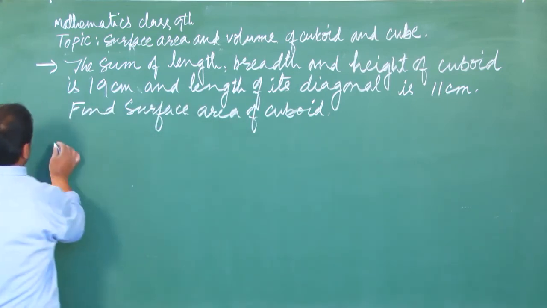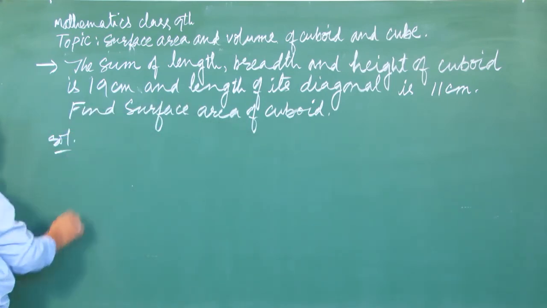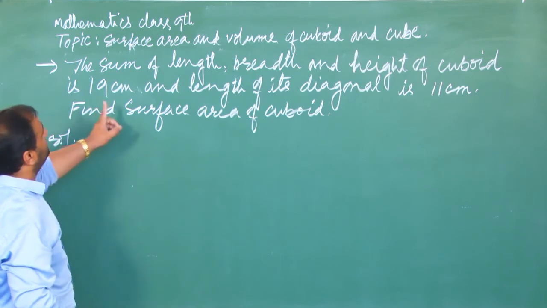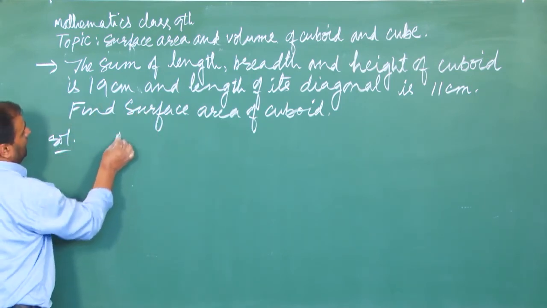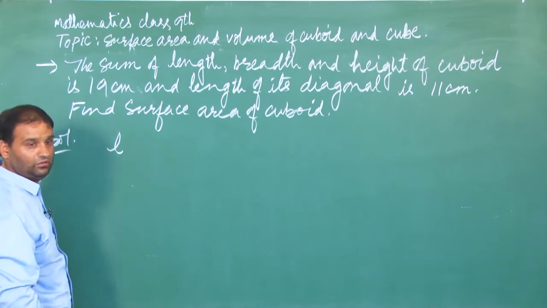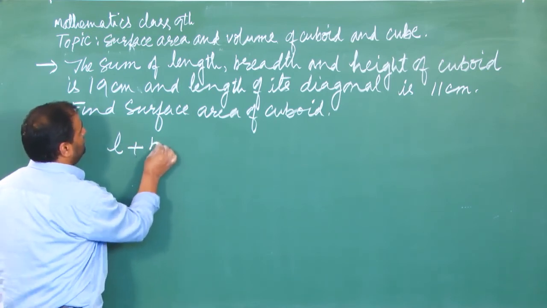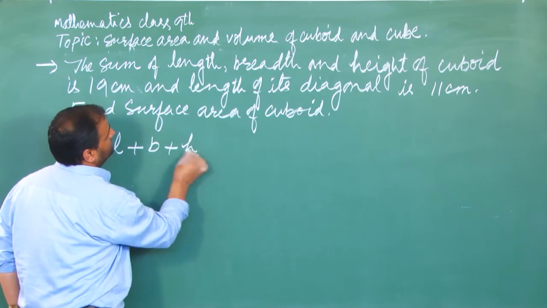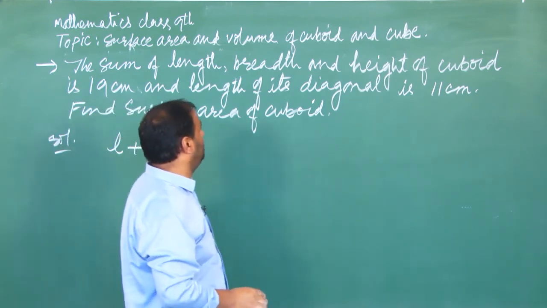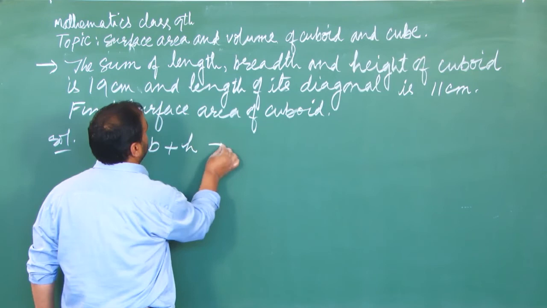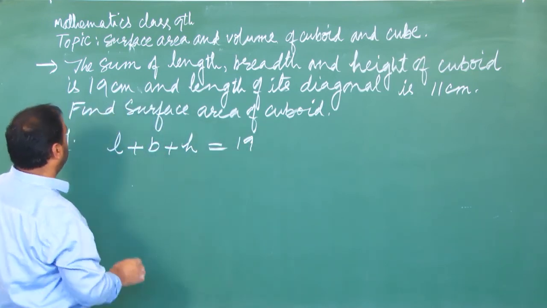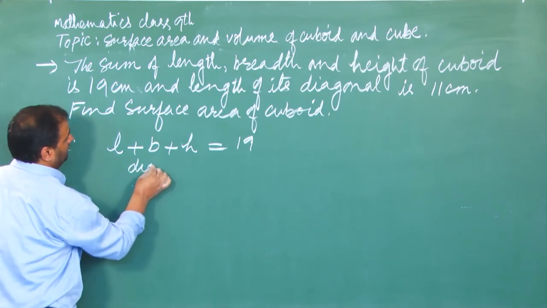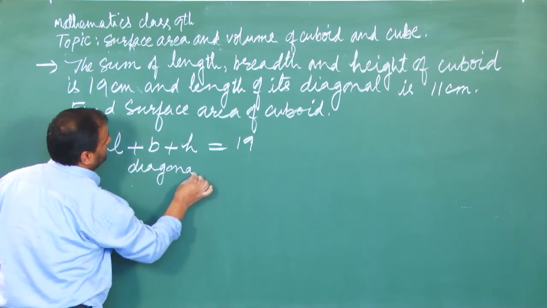So, first of all, write the information that has been given. Sum of length, breadth and height. Let length be denoted by L, breadth be denoted by B and height denoted by H. And the sum of length, breadth and height of cuboid is 19 centimeters. And the length of its diagonal is 11 centimeter.